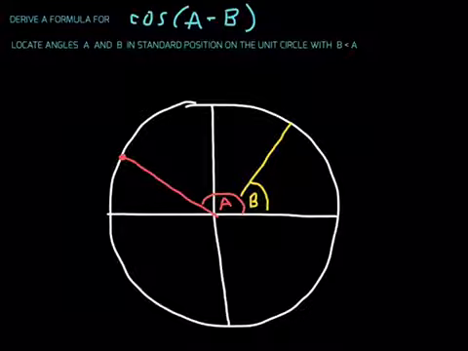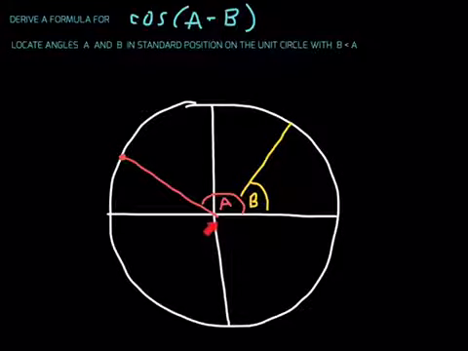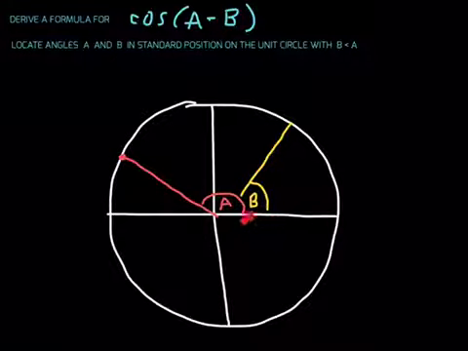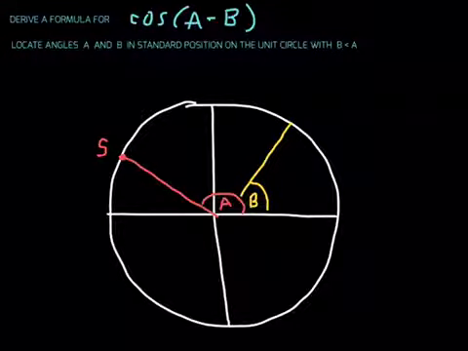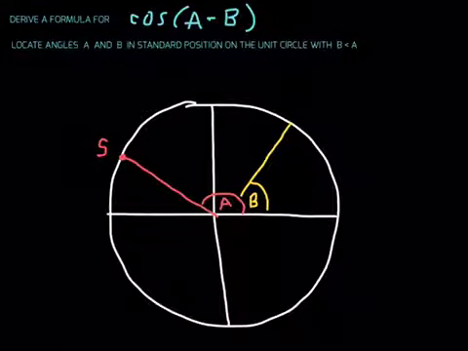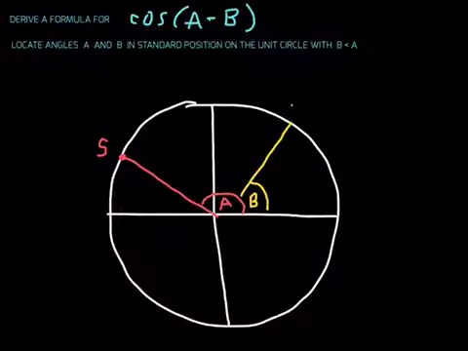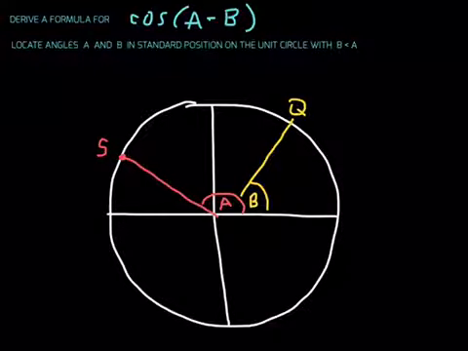I've drawn us the unit circle here with angle A, which you can see in red, going from the positive x-axis. Because these angles are in standard position, the terminal side is here in red. Angle B starts from the positive x-axis, and its terminal side is here in yellow. Let's say the point at which the terminal side of angle A hits the unit circle is point S, and the point at which the terminal side of angle B hits the unit circle is Q, right there.